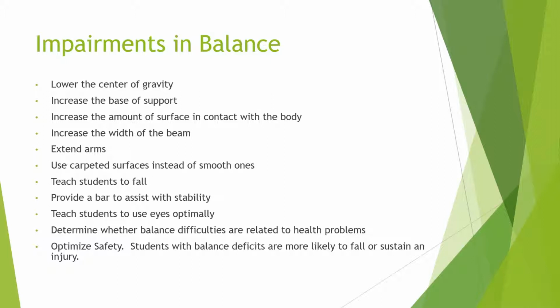For students with impairments in balance, things you can do are to lower the center of gravity, increase the base of support, increase the amount of surface in contact with the body, increase the width of the beam, allow them to extend their arms, use carpeted surfaces instead of smooth ones, teach the students how to fall, provide a bar to assist with stability, teach the students to use their eyes optimally, determine whether their balance difficulties are related to health problems, and optimize safety, because students with balance deficits are more likely to fall or sustain an injury.